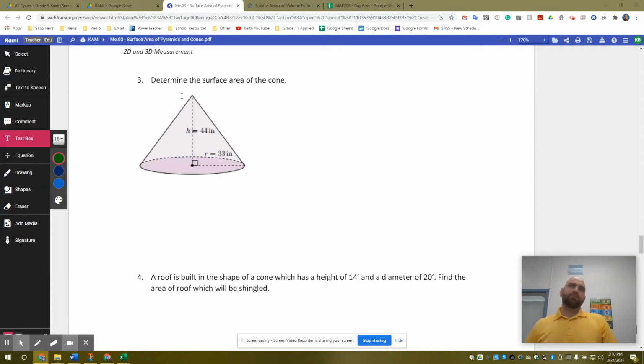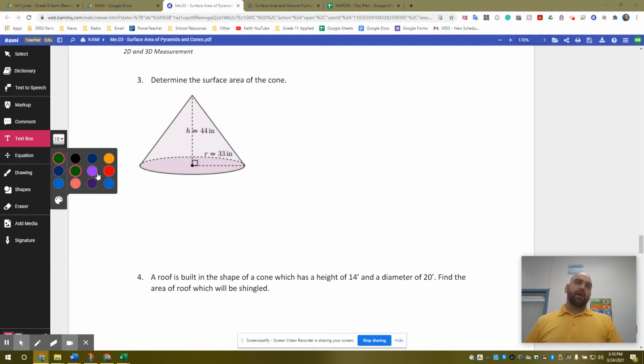Example number 3, we want to determine the surface area of this cone. Not a contextual problem, so we don't need a contextual answer, but we still have to come up with a solution. We have a cone that has a radius of 33 inches and a height of 44 inches. We need to figure out, firstly, when we're trying to do surface area, what is the slant height?